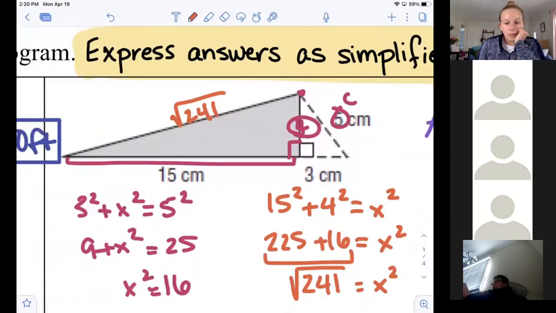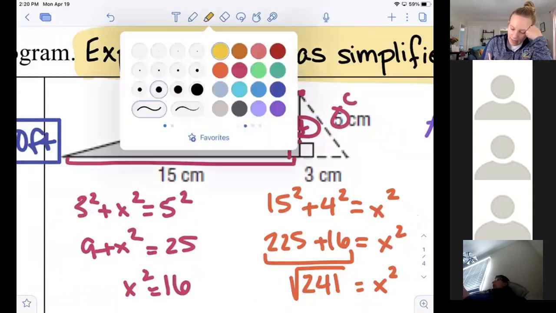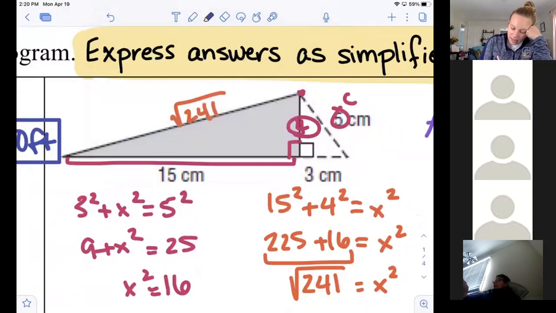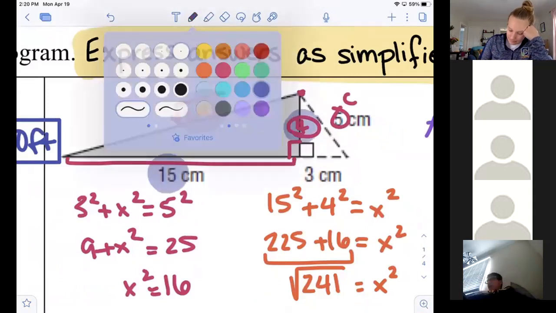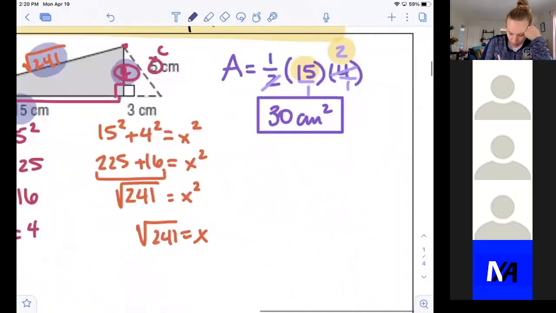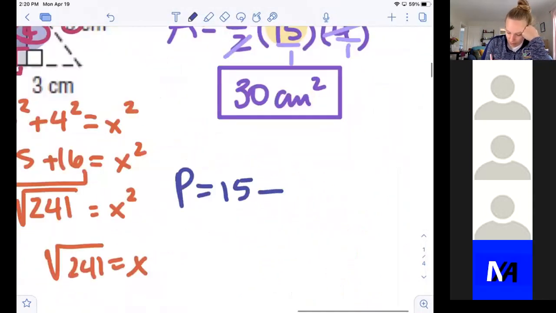Okay. Now we already found area. So the last thing we have to do is perimeter, and it's just adding up my sides. So 15 and 4 and root 241. So I'm going to do that over here. Perimeter equals 15 plus 4 plus root 241.